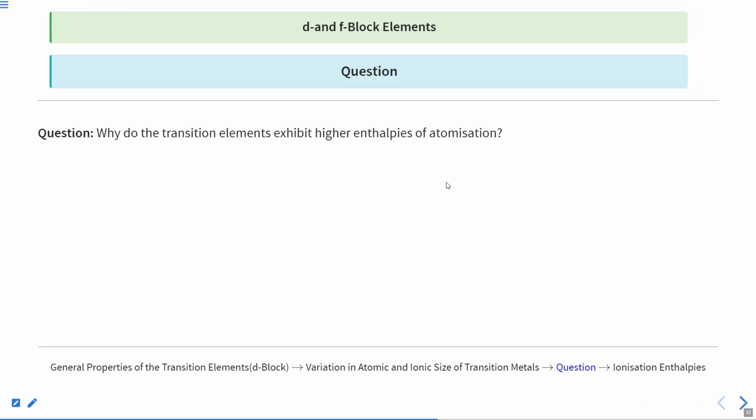Now here is a question for you: why do transition metals exhibit higher enthalpy of atomization? So we have already encountered this question. What is the answer? It is very simple. The answer is due to the presence of metallic bonding. I have explained in the start what metallic bonding is. Due to the presence of metallic bonding, we see a greater enthalpy of atomization for the transition metals.